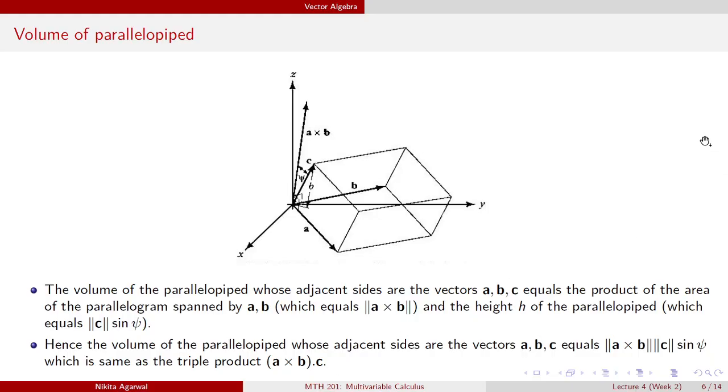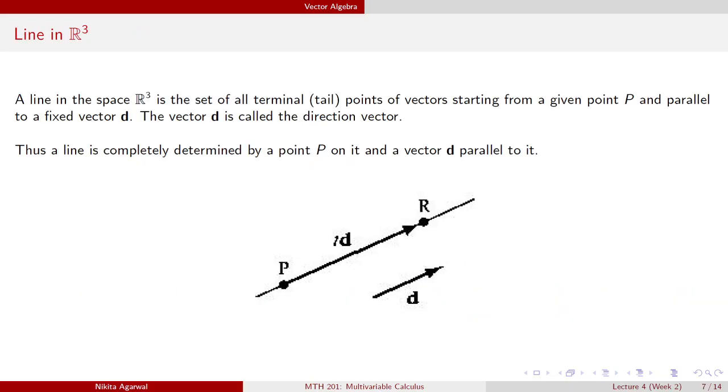Okay. So now let us move on to a few applications. The application is going to be the equation of a plane in R3. But before that, let us look at the equation of a line in R3. So what is a line in R3? A line in the space R3 is the set of all terminal points of vectors starting from a given point P and parallel to a fixed vector D. And this vector D is called the direction vector.